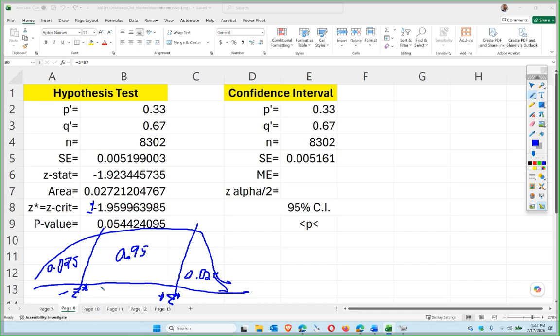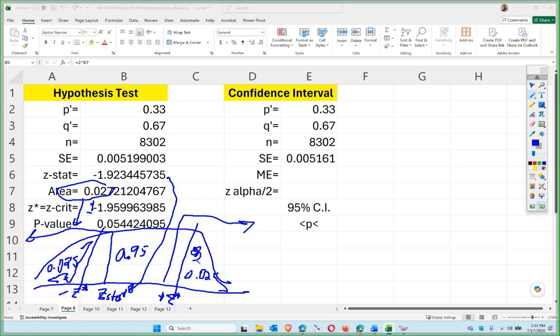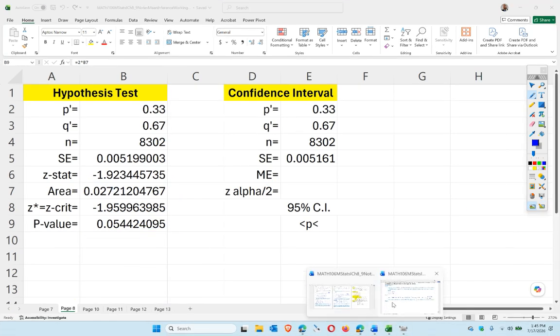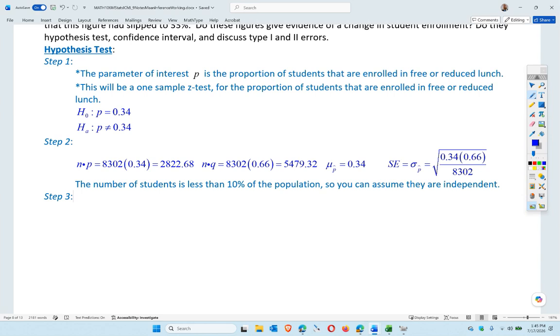So our z-stat is 1.92, which means I didn't make it to the shaded region. My z-stat is right here, which is this value right here. And the area of just this half is over here, so I need to double it to get the p-value because I need the area over there also. So 0.027 is half and 0.0544 would be both of them, essentially. All right, so step 3.